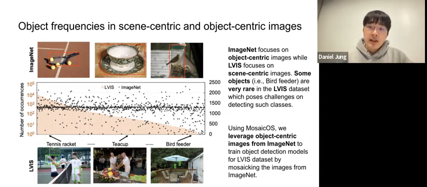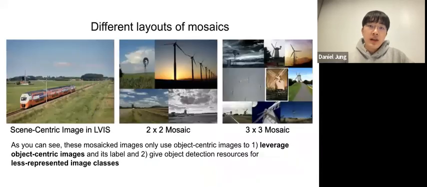Using MosaicOS, we could leverage the object-centric images from ImageNet, which can be seen in the top three images, to train object detection models for the LVIS dataset by mosaicing the images from ImageNet, just like what we saw in the different layouts of mosaics.